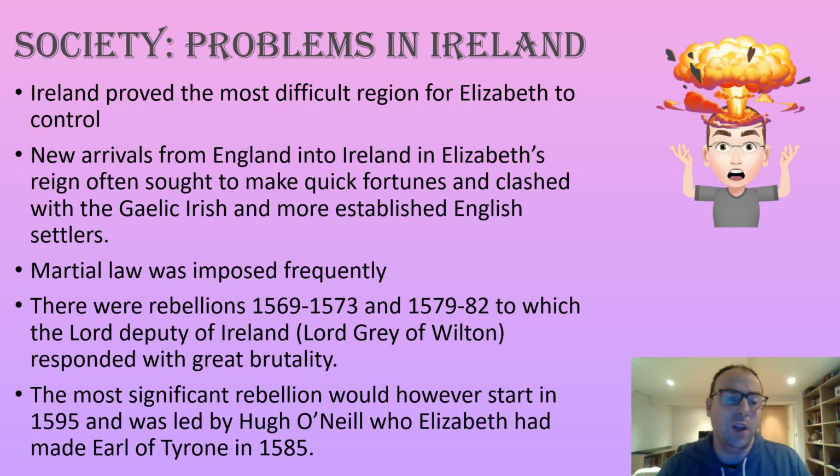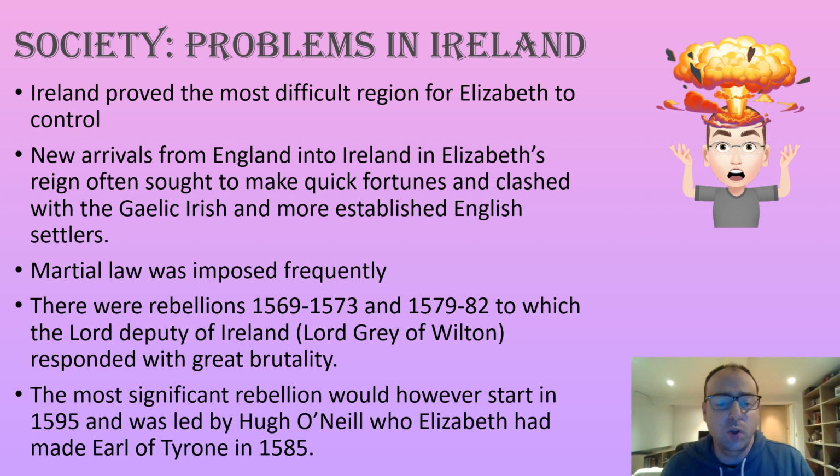The second one was dealt with by the Lord Deputy of Ireland, Lord Grey of Wilton, with great brutality. So again, we see this idea of suppression, a tactic used by Elizabeth in the north of England and then also being used in Ireland. However, in Ireland, this brutality, this suppression wouldn't work to the same extent, and a much larger rebellion would come later.